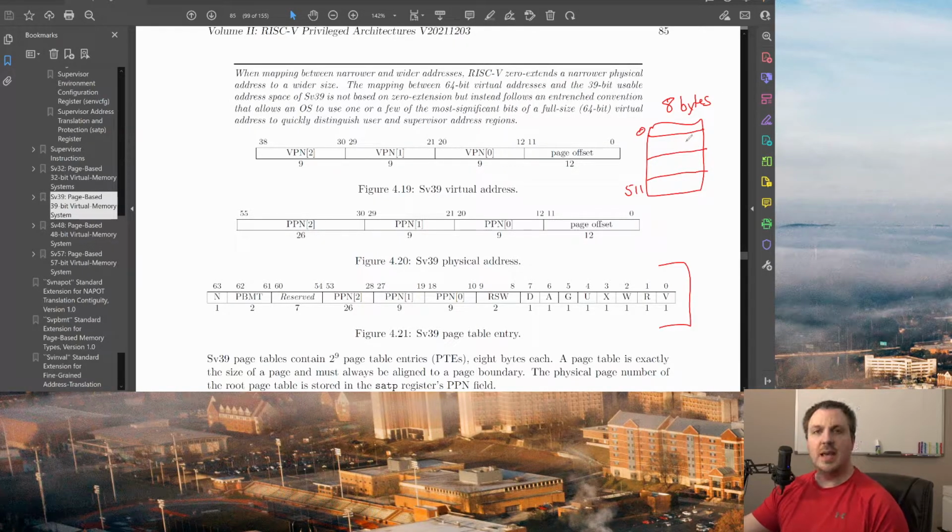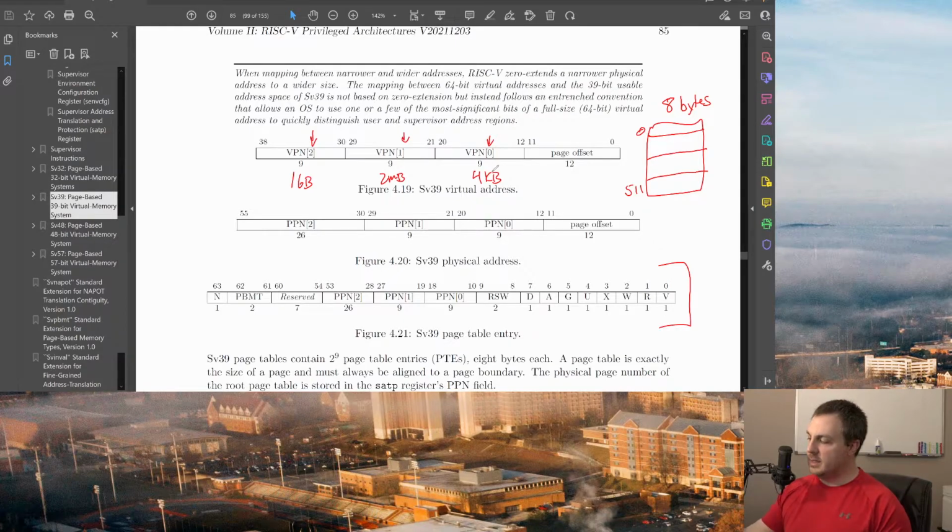Now, in the Sv39 system, we can have up to 3 levels of page tables. That's where we get level 2, level 1, level 0. So we start at level 2, and then we work our way to level 1 or level 0. However, we can also have what's called a leaf. We can stop at any level. If we stop at level 2, we have a 1 gigabyte page. If we stop at level 1, we have a 2 megabyte page. And if we stop at level 0, we have a 4 kilobyte page. Now, most operating systems utilize a 4 kilobyte page. It's the most standard size that we have.